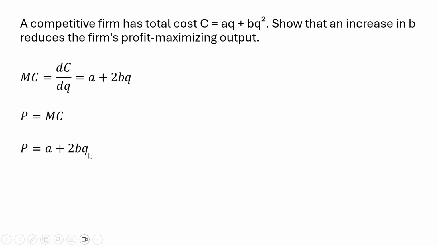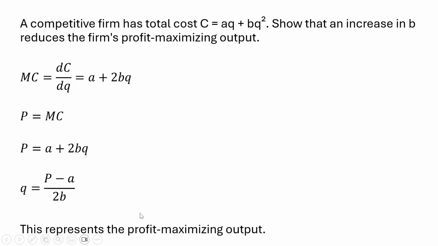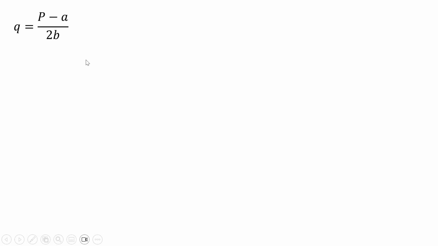Now I'm going to solve this equation for Q. So moving A to the other side and then dividing through by 2B. This represents the profit maximizing output for a perfectly competitive firm given this marginal cost structure. So rewriting that last result.